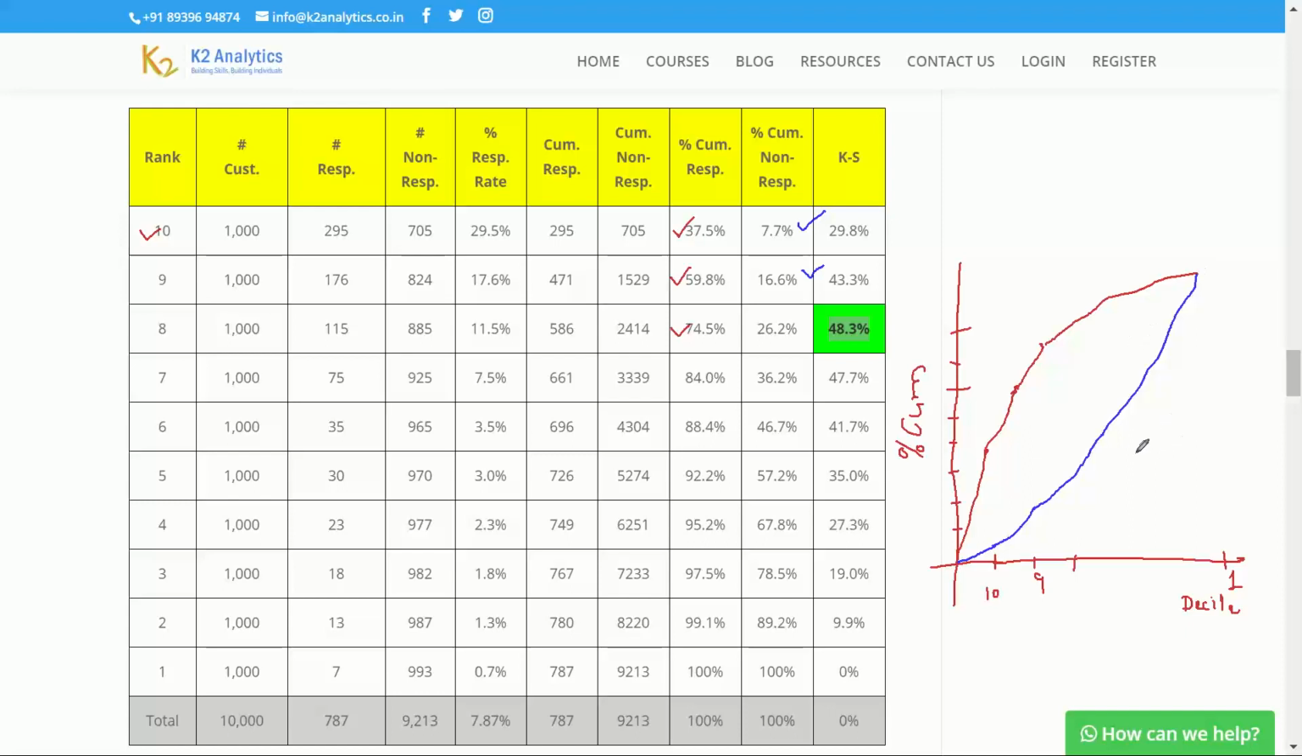So here we can label it percentage cum of non-responders, and obviously the above one is percentage cum of responders.